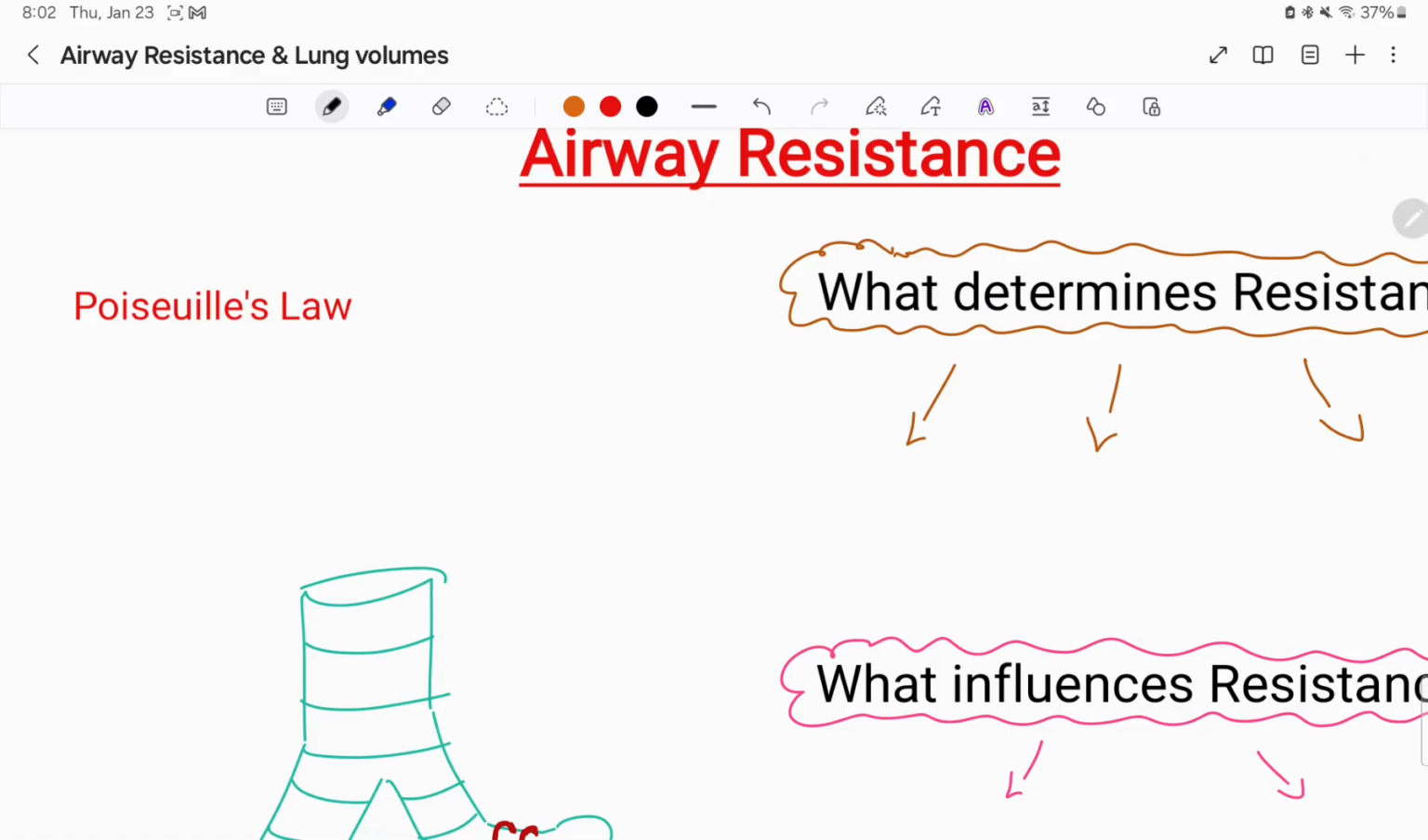So, Poiseuille's law, if you guys remember, was going to say that flow, and flow here being airflow, equals a change in pressure over R. Now, don't confuse this R with radius that was in Laplace's law. This R actually refers to resistance. Okay? Awesome. So flow equals the change in pressure over resistance.